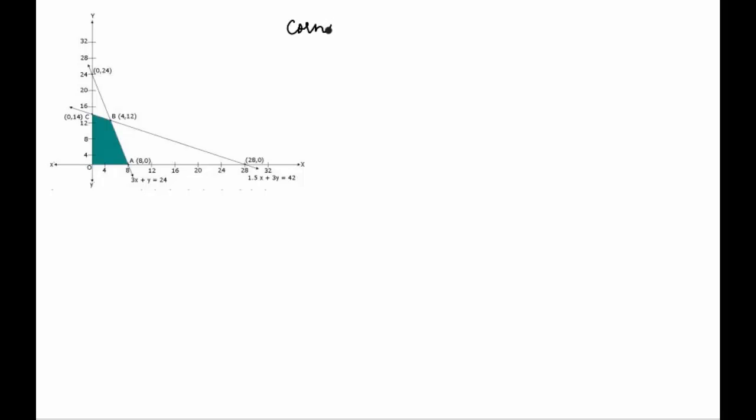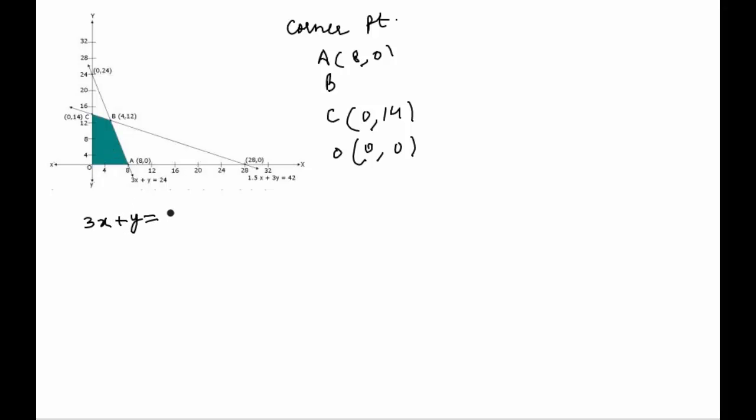So the corner points are A, which is 8, 0, which can be easily found out. C, which is 0, 14, this also can be easily found out. O, of course, is 0, 0, and B. For B, we will have to solve the two equations, which are 3x plus y equal to 24 and 3 by 2 x plus 3y equal to 42. So we can multiply the first one by 3, subtract these and get the values of x and y. So this comes out to be 4, 12.